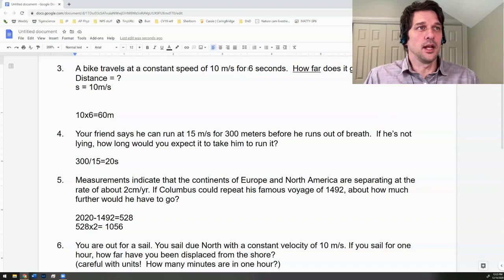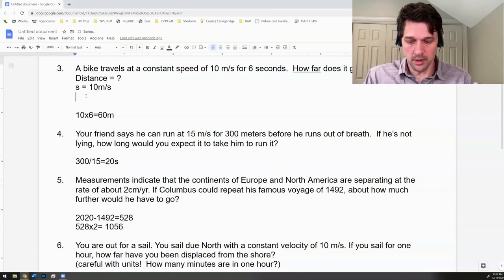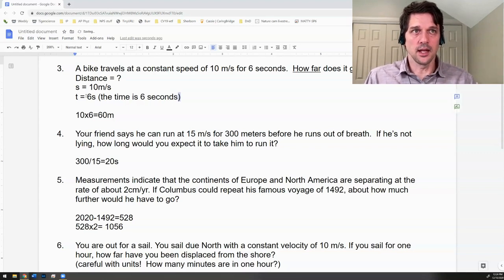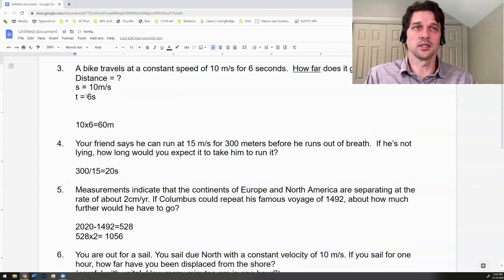And it happens for 6 seconds. So judging by the unit, I know that that's a time. So time equals, I like lowercase better. Time equals 6 seconds. So, in English, that would be the time is 6 seconds. Translating that into math, so stating clearly the time equals 6 seconds.